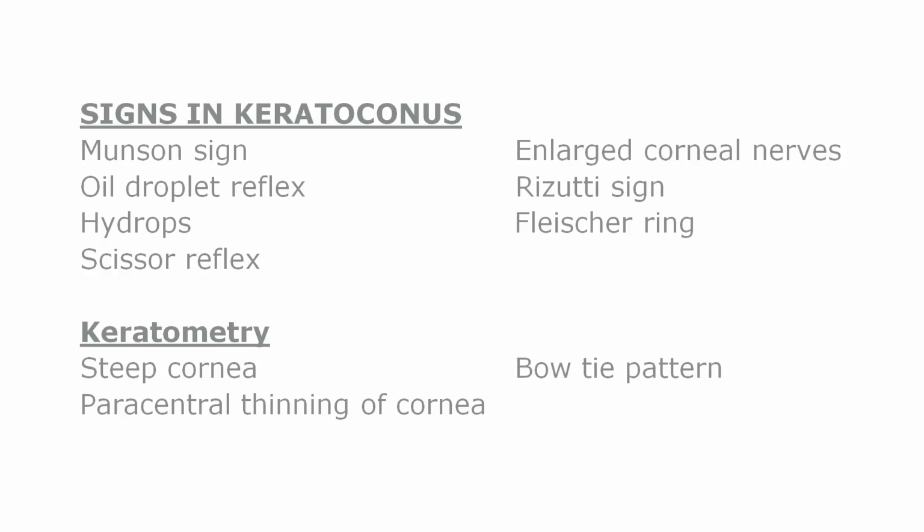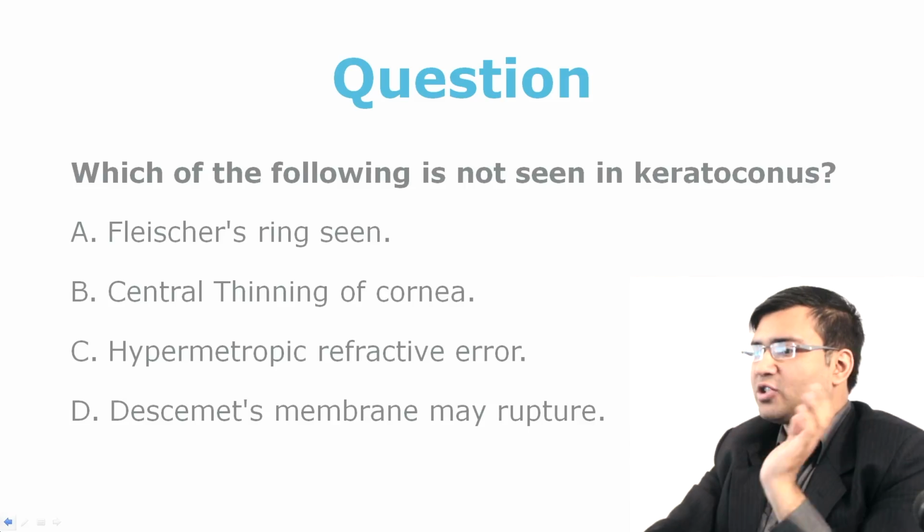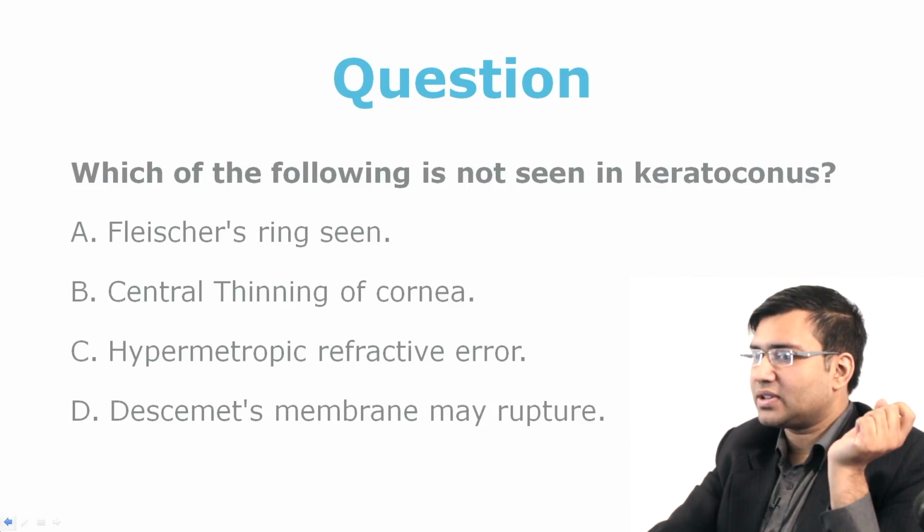So the three most important things that you should know about the keratometry in keratoconus patients are the steep cornea, that is the increased corneal curvature, the bow tie pattern, and the paracentral thinning. So now we come to the question again that I gave you. Which of the following is not seen in keratoconus?